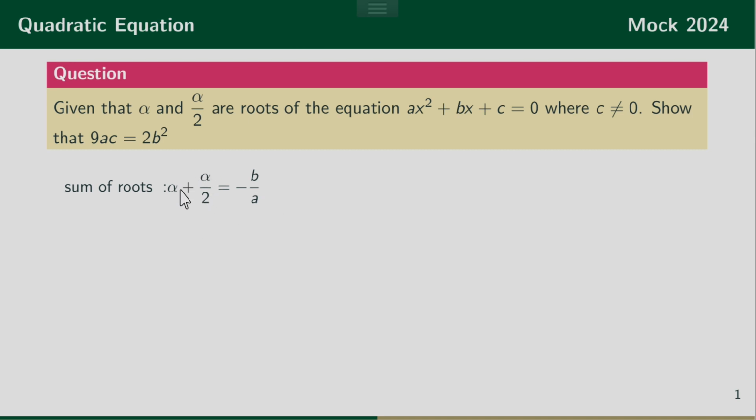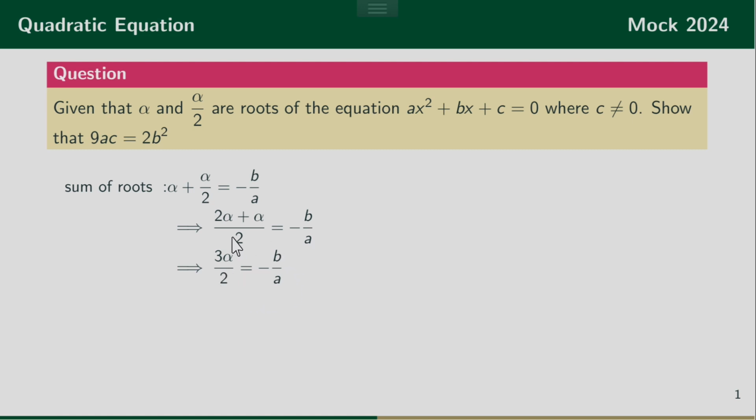Now I need to find the LCM of the terms on the left hand side. The LCM is 2. 2 divided by 1 is 2 times alpha gives 2 alpha. 2 divided by 2 is 1 times alpha gives alpha. Now I can add the numerators because these are like terms. 2 alpha plus alpha gives 3 alpha divided by 2 is equal to negative b divided by a.